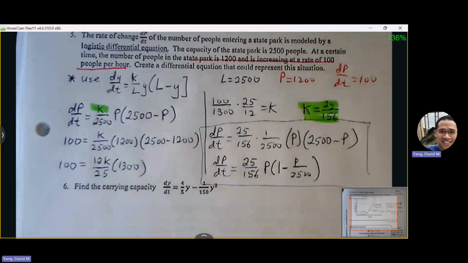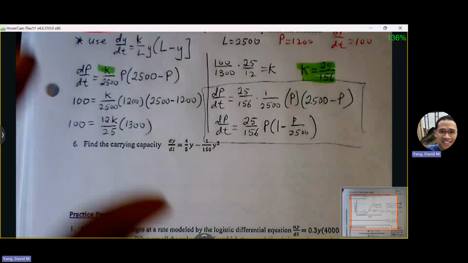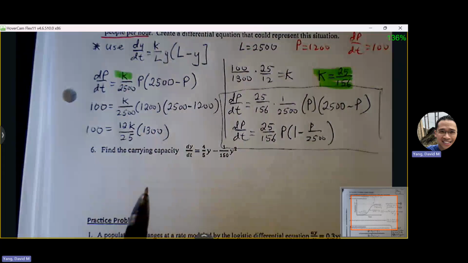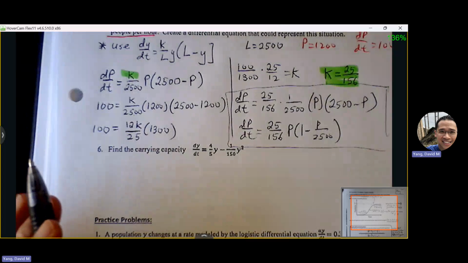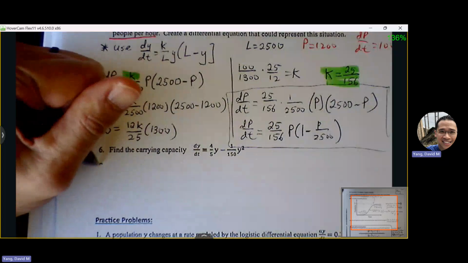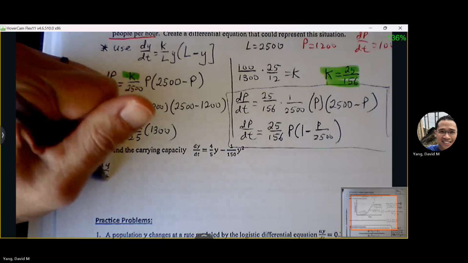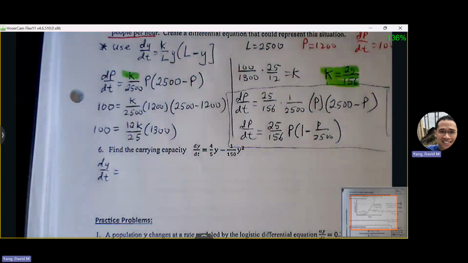All right, number 6, find the carrying capacity. If we can get it into one of our recognizable logistic equation or differential equation forms, we can find that L value, right? So what if we just factor out the 4/5 y? See where that takes us.